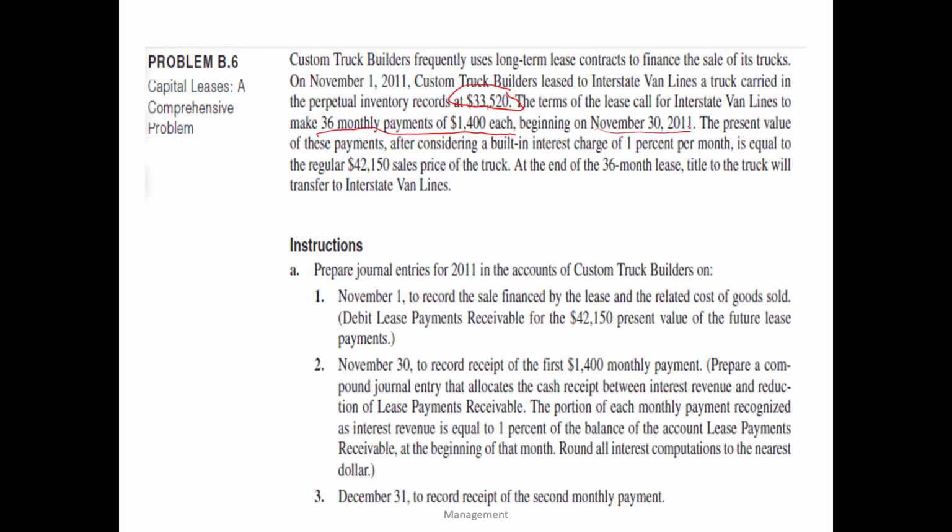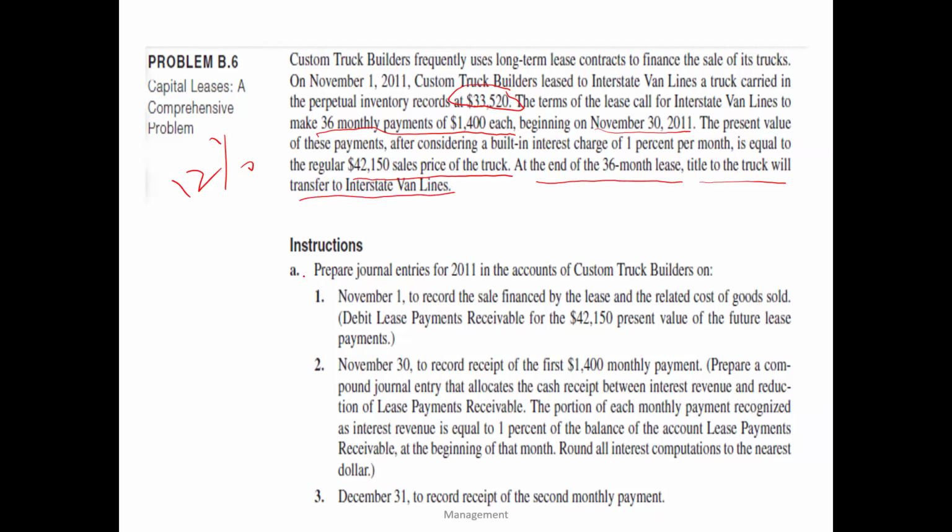The present value of these payments, after considering an equal interest of 1% per month, since the interest rate is 1% per month, so the annual interest rate would be 12%, is equal to 42,150, the sales price of the truck. And at the end of 36 months, the title of the truck will be transferred to Interstate Van Line.